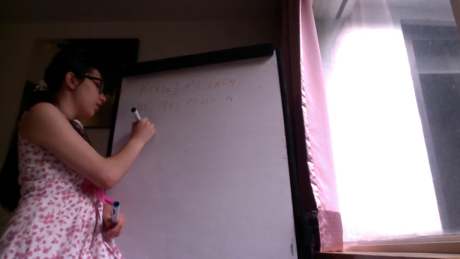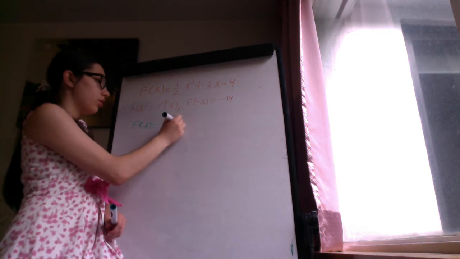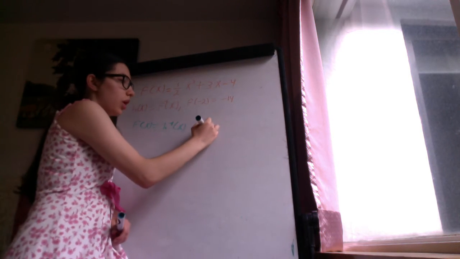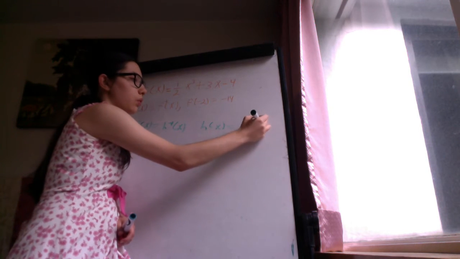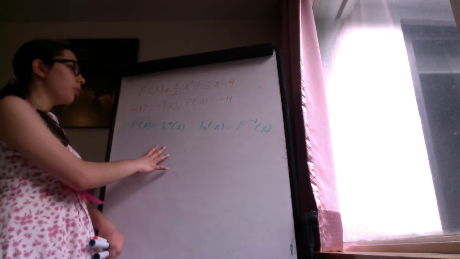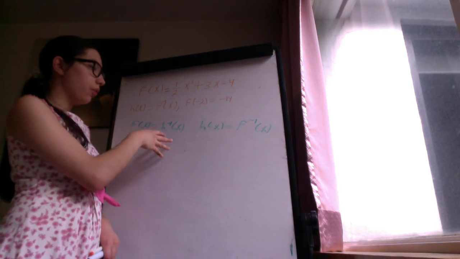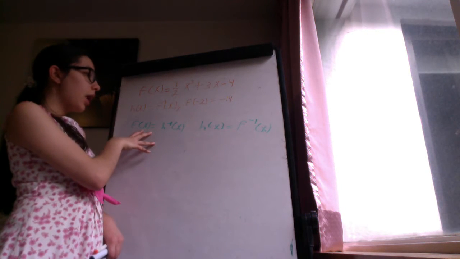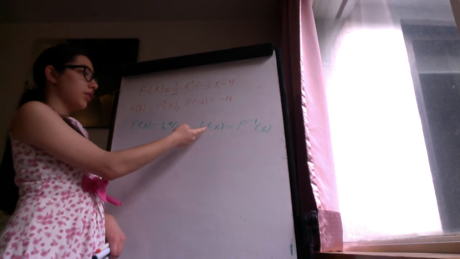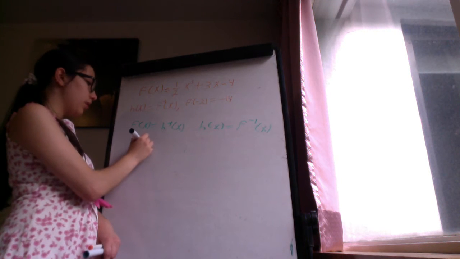f of x is equal to the inverse function of h of x. So f of x is equal to h to the minus 1 of x, or h of x is equal to f to the minus 1 of x, whatever you want. So now we want to find the derivative of the inverse function of this. So we have f of x, and we want to find the derivative of its inverse function, so the derivative of h of x. So what we can do is remember that f of g of x.